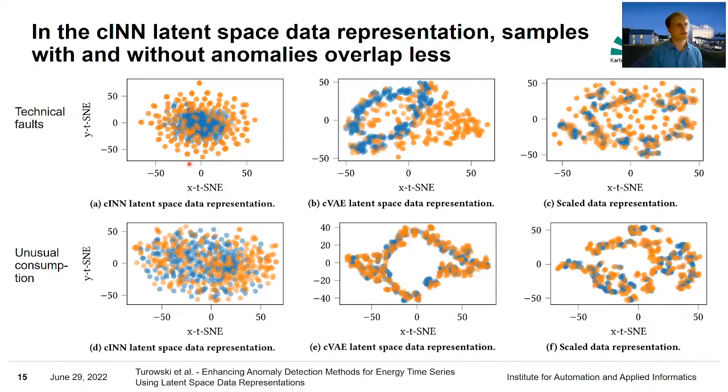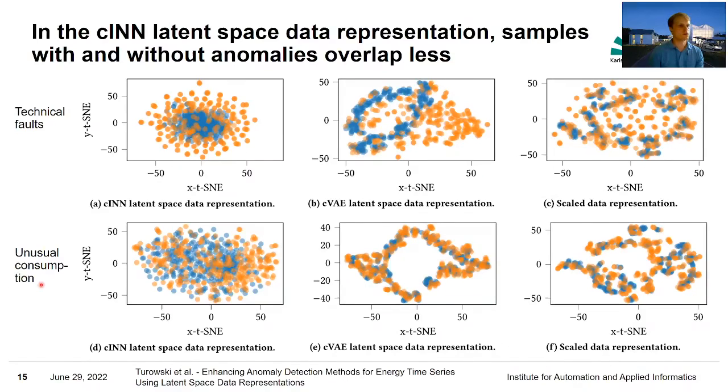And what you see is that, for example here, for the CINN latent space representation, the samples with anomalies and samples without anomalies have less overlap compared to the scaled data representation. And additionally, the samples without anomalies are in the center, and the samples with anomalies are clustered around these samples. So the orange ones are clustered around the blue ones. This observation is also generally visible for the unusual consumption.